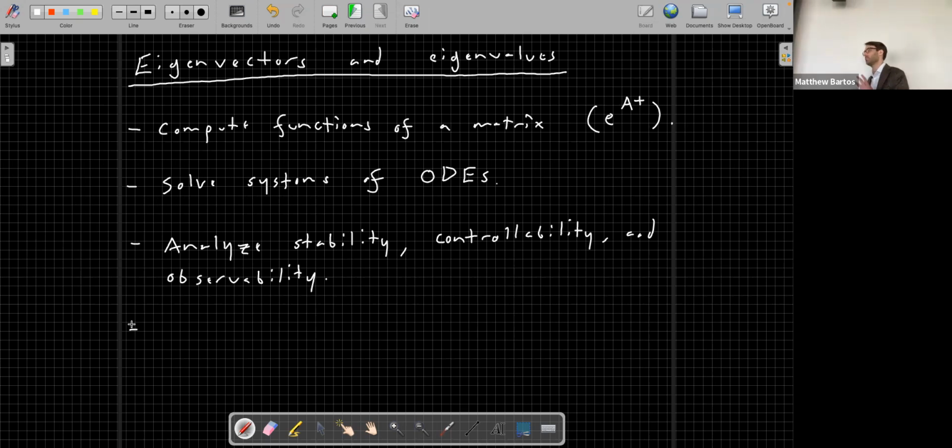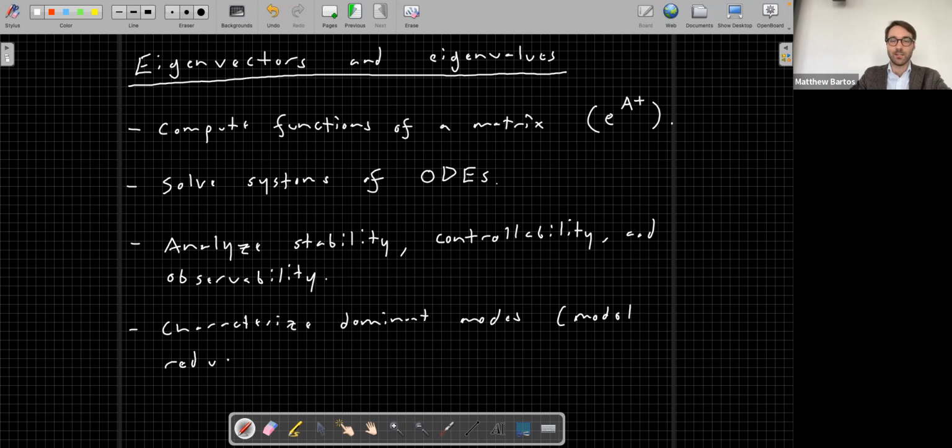It's also important because it allows us to characterize what the dominant modes of our systems of ODEs are. Sometimes you can break down a system's response into its major frequencies, and some frequencies are more important than others. So it allows us to characterize dominant modes. Through looking at the most important frequencies, we can actually perform model reduction. So we can create reduced order models, especially if we have very large systems and we want to create an approximation of their basic behavior. We can use the eigendecomposition to determine the most important modes and create reduced order models from those modes.